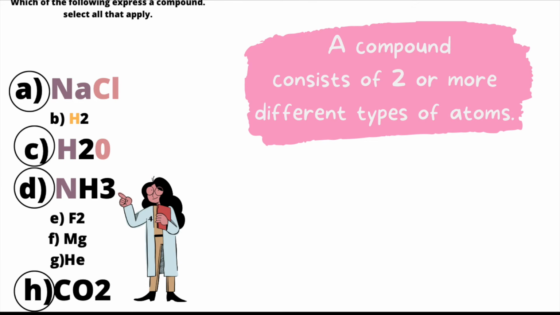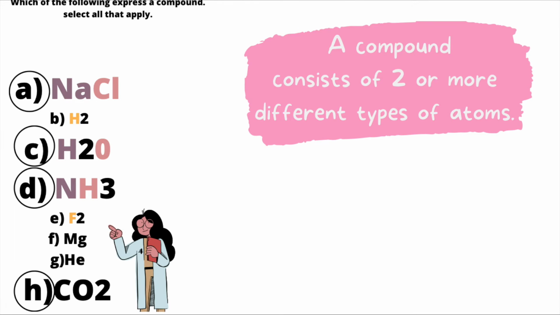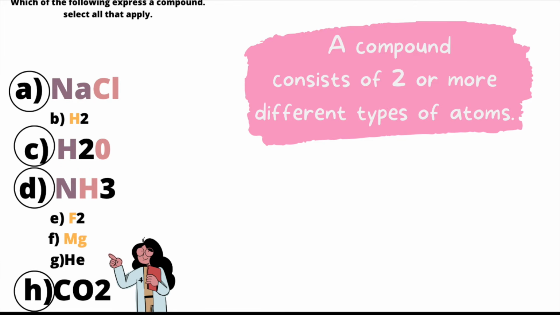NH3: nitrogen is one type of atom. Hydrogen is another type of atom. So we have, again, two types of atoms put together. This makes a compound. F2: fluorine is our only type of atom here. So this is not a compound. Mg, this is magnesium. Magnesium is only made of one type of atom, so this is not a compound. He, this is helium. This is only one type of atom. This is not a compound. CO2, you guessed it: carbon is one type of atom. Oxygen is another type of atom. Two types of atoms put together equals a compound.